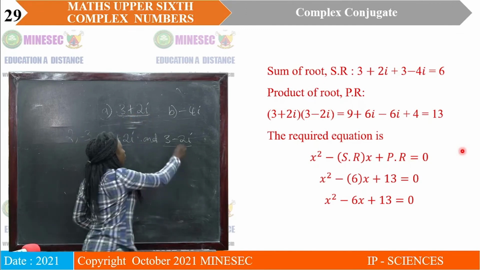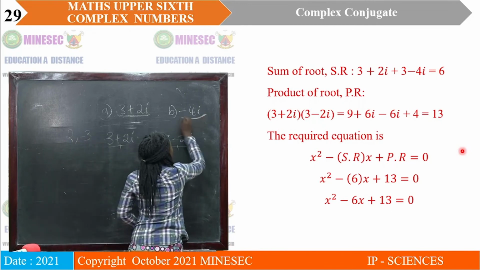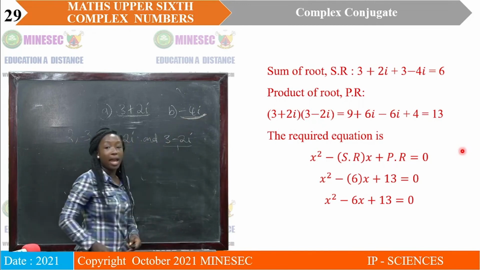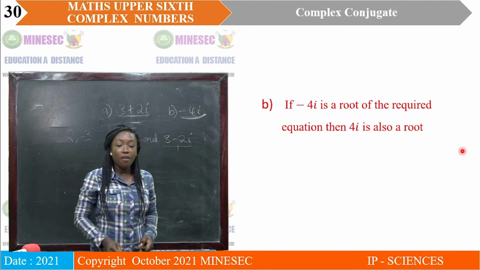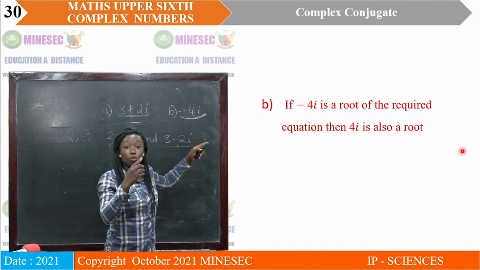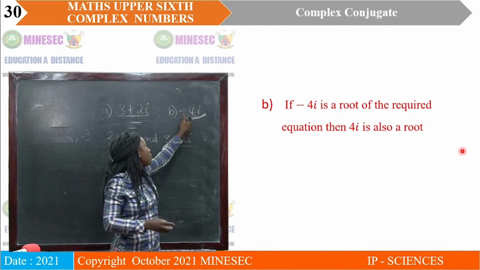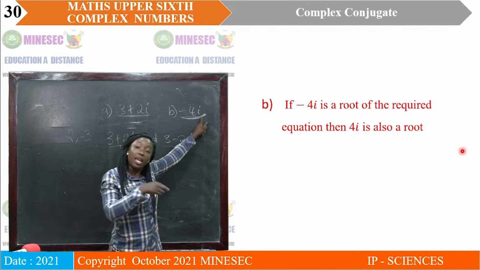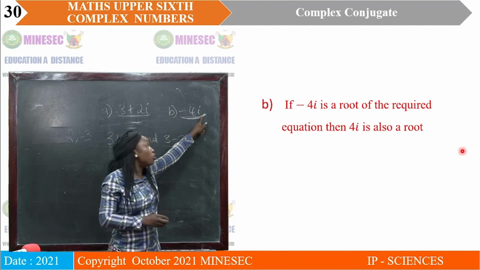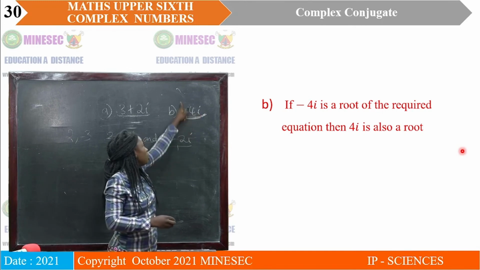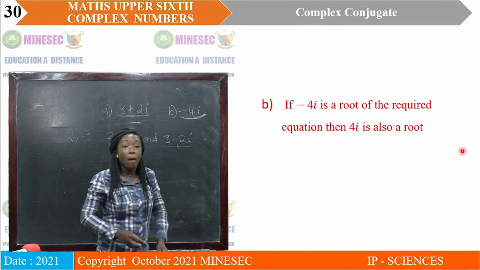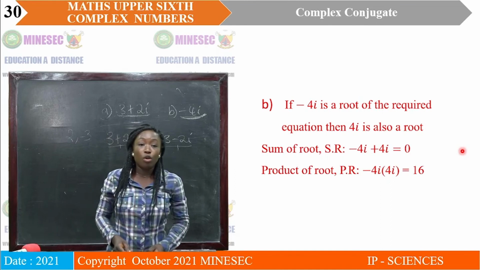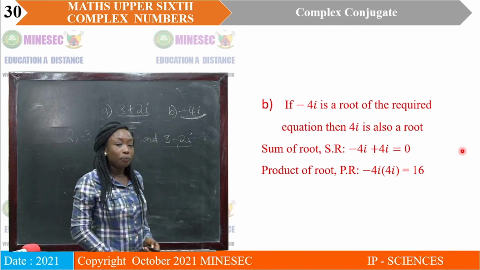Now, what about the equation that has one of its roots to be negative 4i? If negative 4i is one of its roots, it means the conjugate of negative 4i will be another root. So what will be the conjugate of negative 4i? We simply change the sign from negative to positive. So we have the roots negative 4i and 4i.